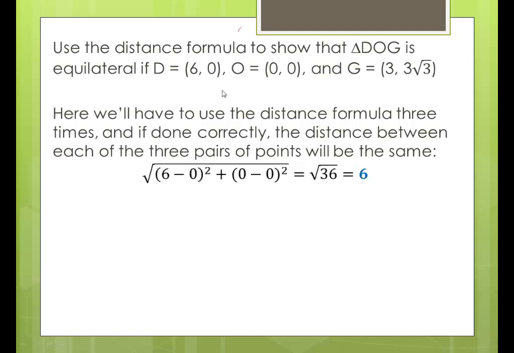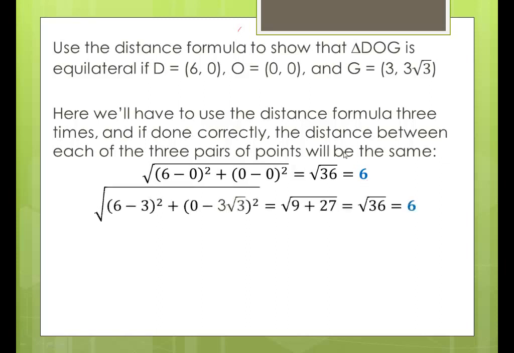So I start with D and O. 6 minus 0 squared plus 0 minus 0 squared. Okay, that basically means nothing because 0 minus 0 is 0, and 0 squared is 0. 6 minus 0 squared is 6 squared, which is the square root of 36, which means that the length of that side is 6. Now, I'm going to use D and G.